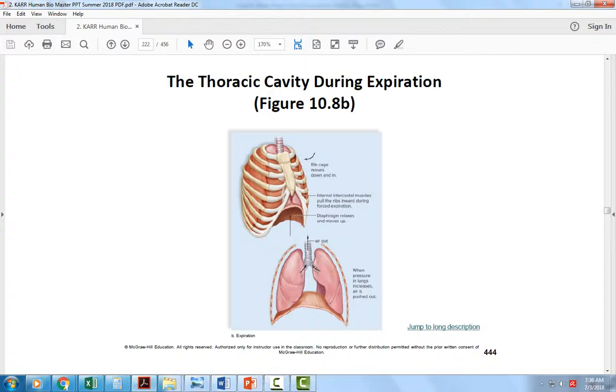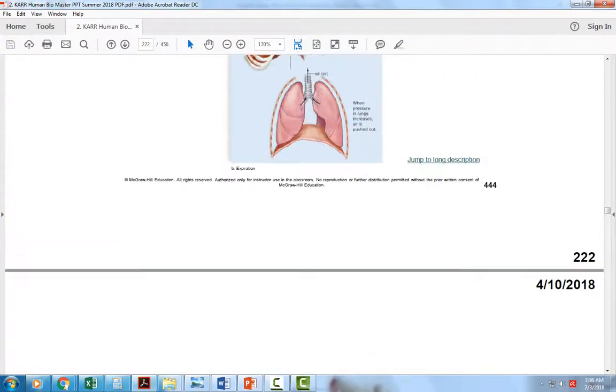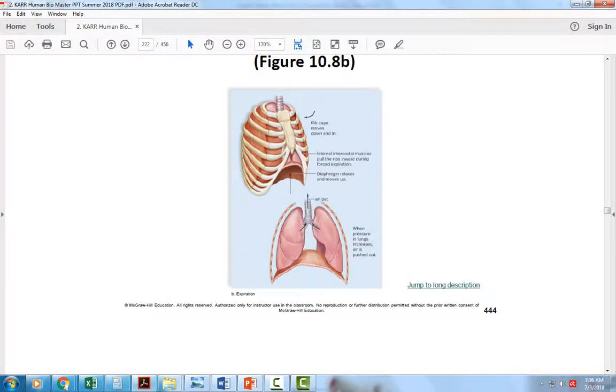And there's an animation on Blackboard in our folder that shows you the process of breathing and puts this all in motion. I highly recommend you watch that animation to really understand the steps involved with airflow.